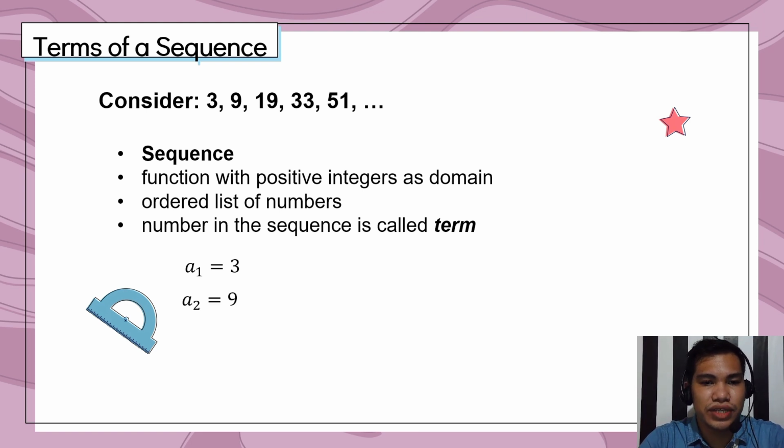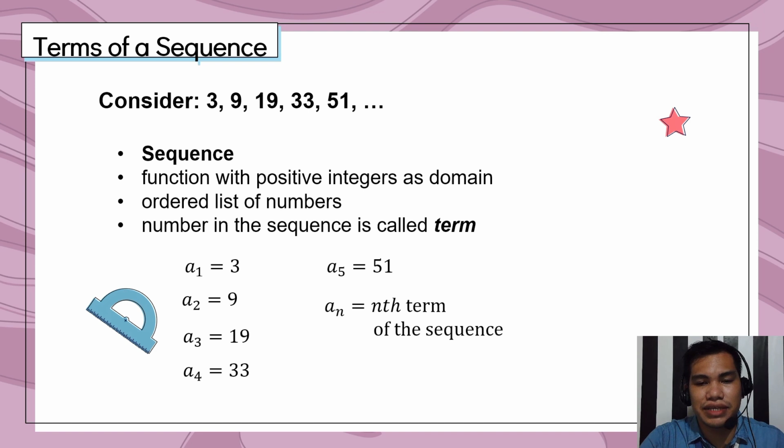Our a sub 2 is equal to 9. And then our a sub 3, you may guess it, our a sub 3 or our third term is equal to 19. Our a sub 4 is equal to 33. Our a sub 5 or the fifth term is equal to 51. And so on. And then that means that our a sub n is equal to the nth term of the sequence. Kumbaga kung ikapila siya sa atong sequence.